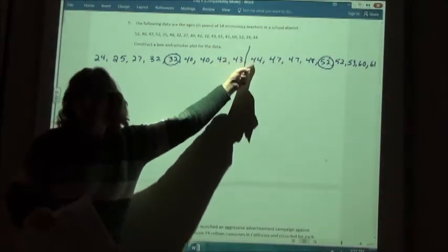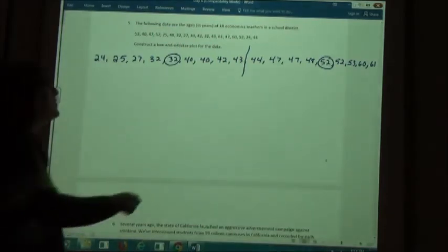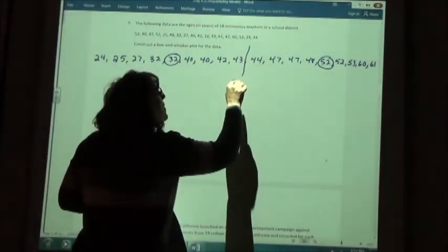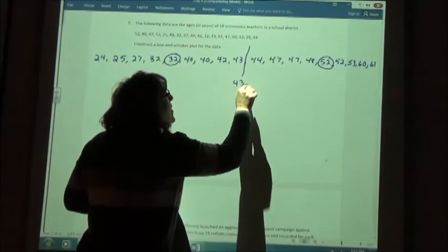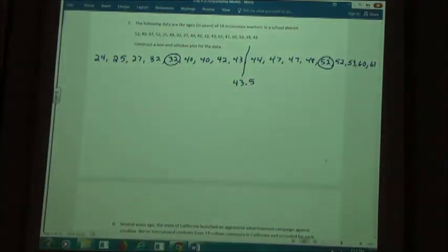Average of 43 and 44, I would be halfway between those. I would have 43.5, right? If you're not sure, add them together and divide by 2. Find the average of those two numbers.